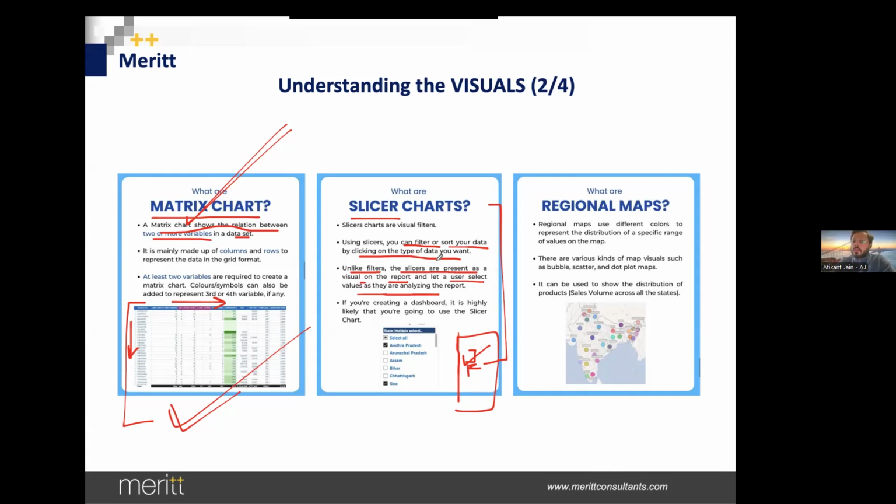So this works like a filter, but these are called slicer charts, right? And then there is a regional map. If you want to do some mapping on a regional basis, there is a visual. This might or might not be used. It is very straightforward. If you have state-wise data, you can easily put that in the visual and you will have this kind of data. So this is straightforward. Any questions so far?